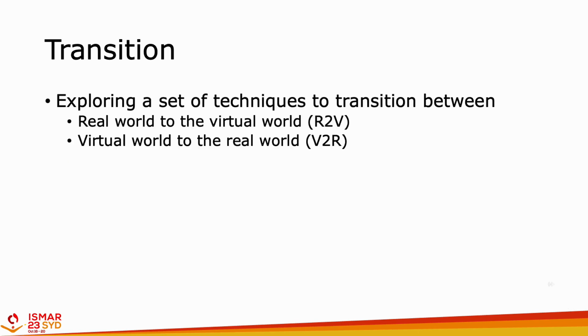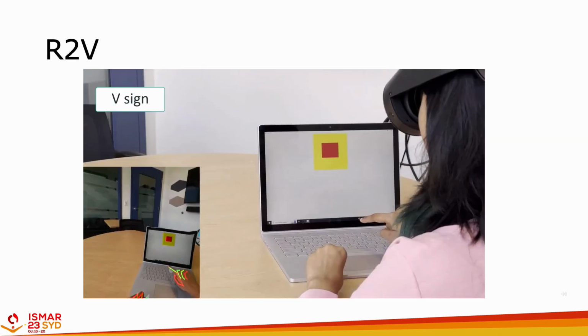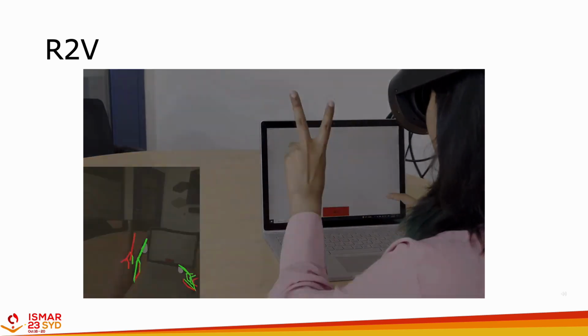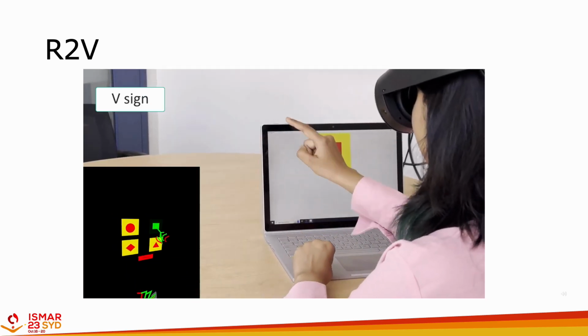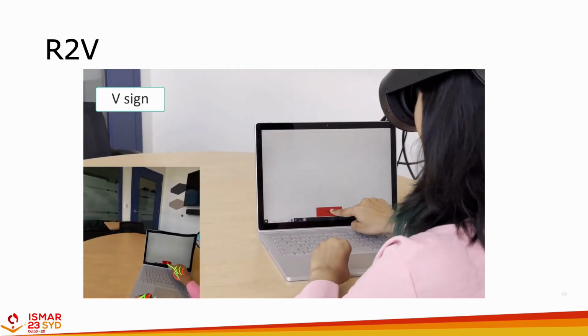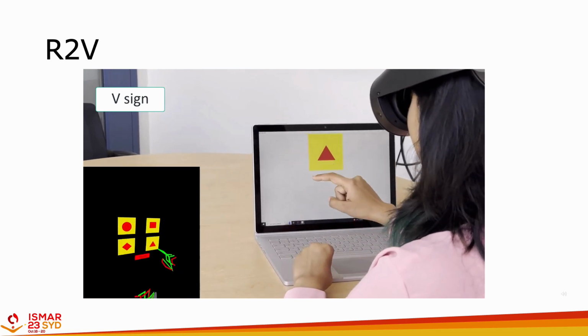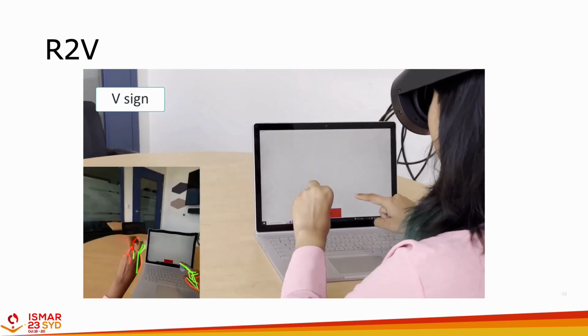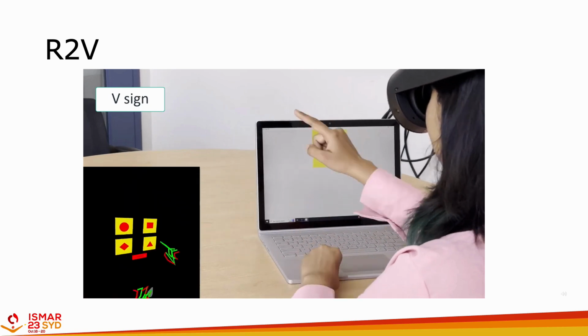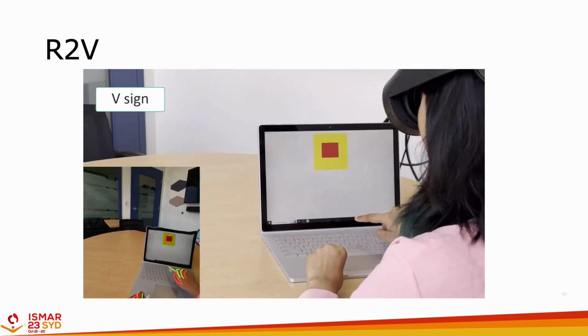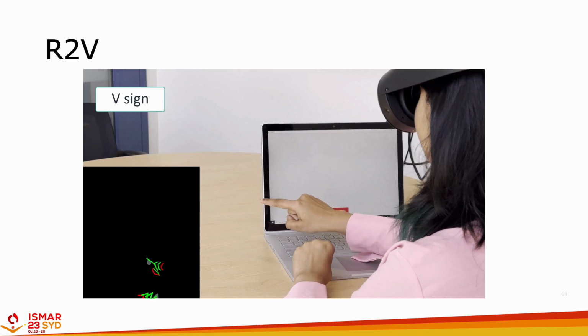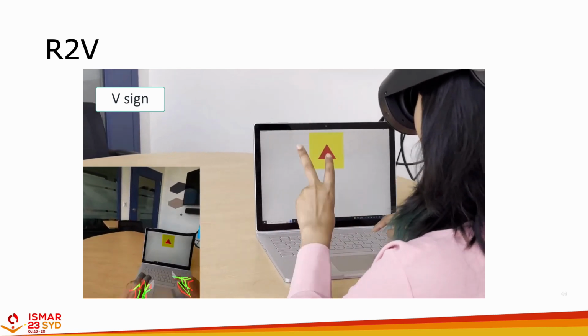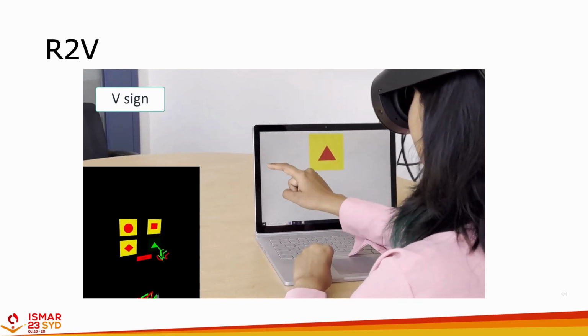Also in study 1, we explored a set of techniques to transition from real world to virtual world and virtual world to real world. For real to virtual switching, the user sees shape information in the real world and switches using a gesture. In this technique, the user is doing the V sign for switching from real to virtual world and then selects the shape that she saw in the real world from 4 options and clicks submit.